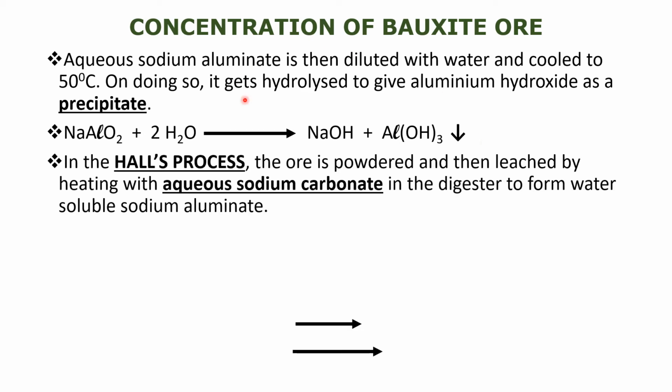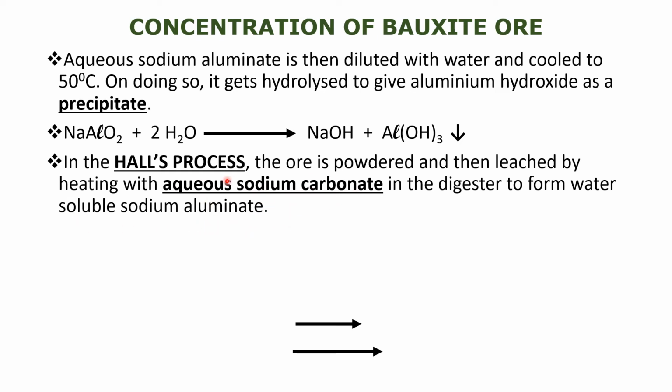Now we go on to the Hall's process. In the Hall's process, what do we do? The ore is powdered and then leached by heating with aqueous sodium carbonate. In the Bayer's process, we heated with aqueous sodium hydroxide. In Hall's process, we heat with aqueous sodium carbonate in the digester, in that same tank, to form water soluble sodium aluminate. In Bayer's process also, when I heated with aqueous sodium hydroxide, I got water soluble sodium aluminate.